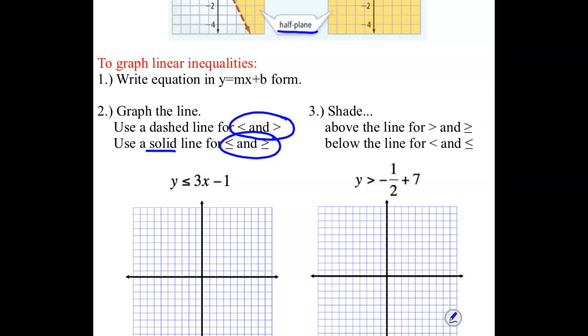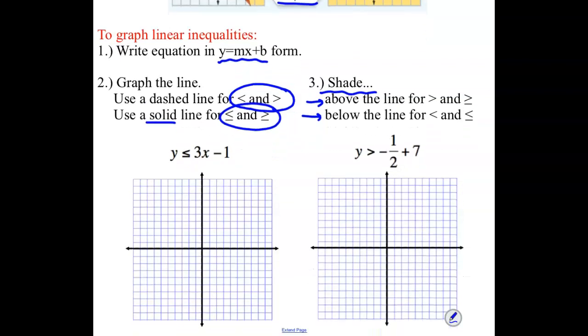Once we have our boundary line drawn in, we are going to look at how we shade, which half of that coordinate plane we shade. If it's in this y equals mx plus b form, then we can follow this rule. We shade above the line if it's greater than or equal to. We shade below the line if it has to be less than or equal to.